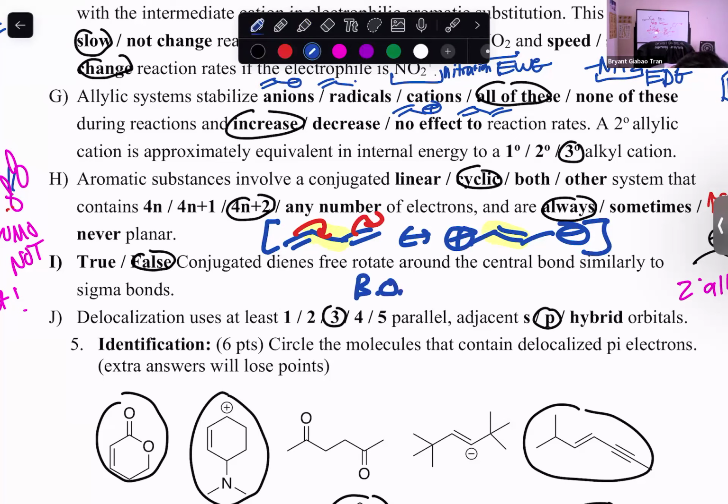Oh, J of the vocab section or J of which part? Oh, J, this one. Yeah. So J right here, delocalization is going to be using at least 3 parallel adjacent p orbitals. One of my videos on YouTube explained this in more detail, but what this is basically saying is that this conjugated system has a network of p orbitals, at least 3, that are able to do resonance with each other, right? And it has to be at least 3 adjacent p orbitals, right? The pi electrons. Oh, yeah.